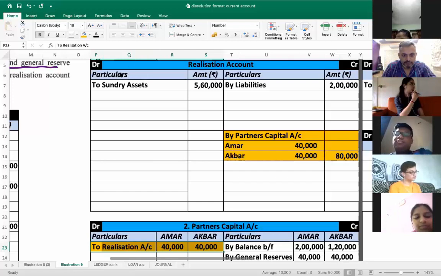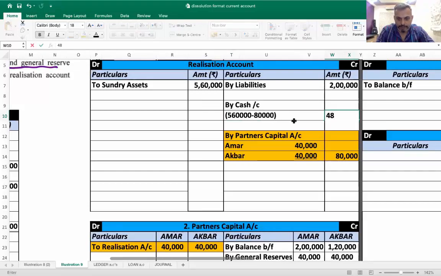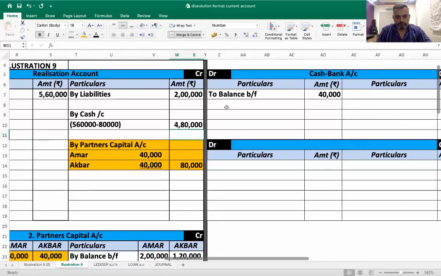Is this clear? So यहाँ पे on the credit side of realization account, by cash account, in the bracket you can write 5,60,000 minus 80,000, so 4,80,000 का कैश हमने रियलाइज किया। Now we give the second effect in cash account to realization account.